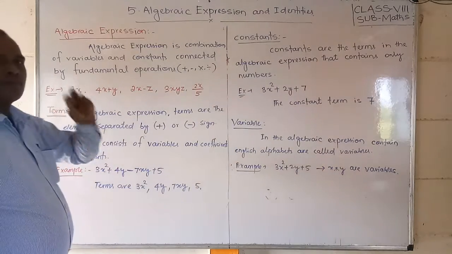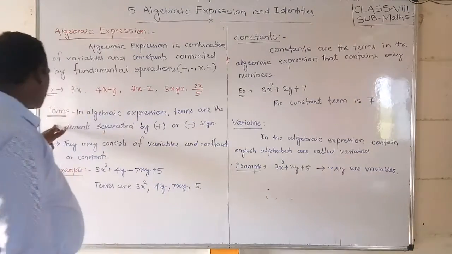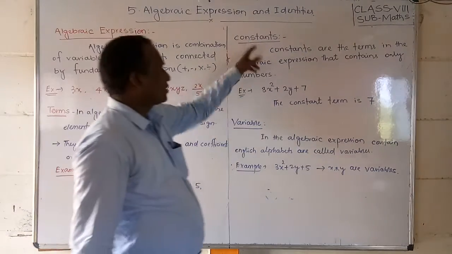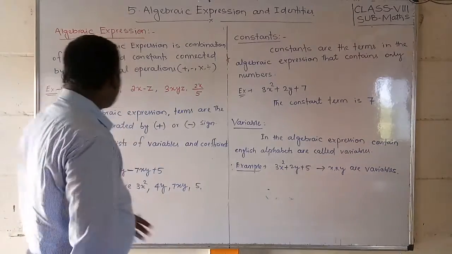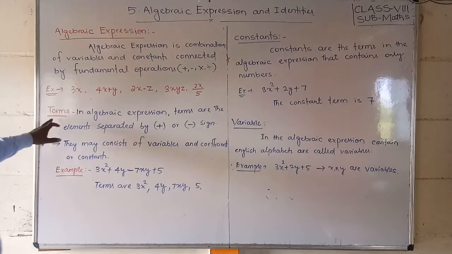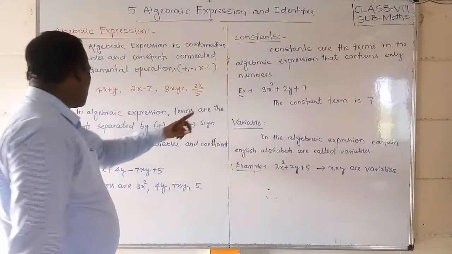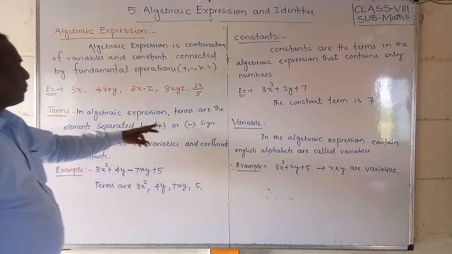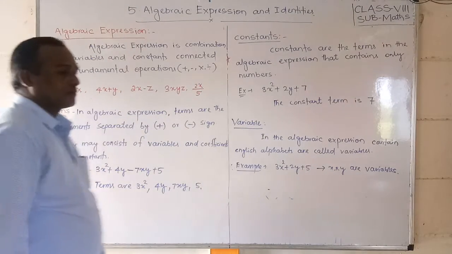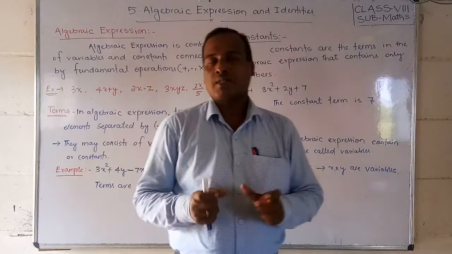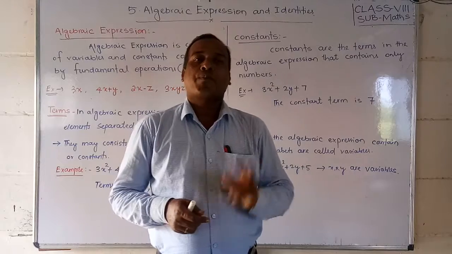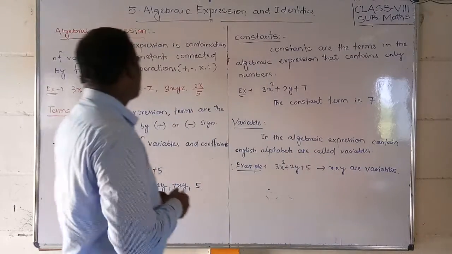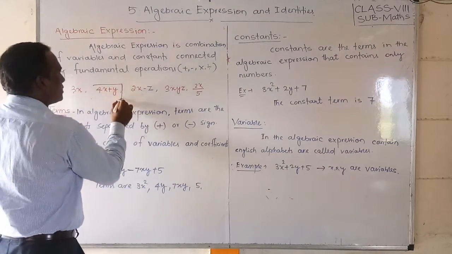In the algebraic expression, related things will come, which are called terms. Next we will discuss constants, variables today, coefficients and degrees. But first of all, we will discuss what a term is in an algebraic expression. In an algebraic expression, terms are the elements separated by plus or minus signs. Did you understand, students? Terms in an algebraic expression are separated by plus or minus signs. You should observe here, friends. Suppose I am writing this example.